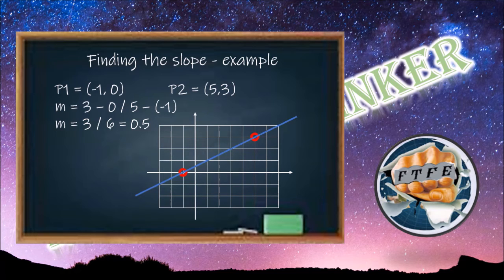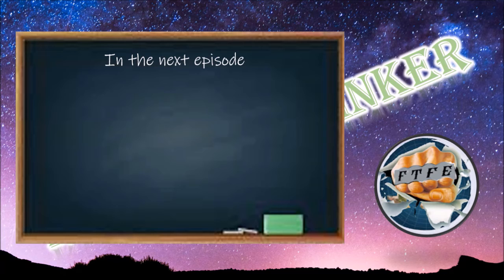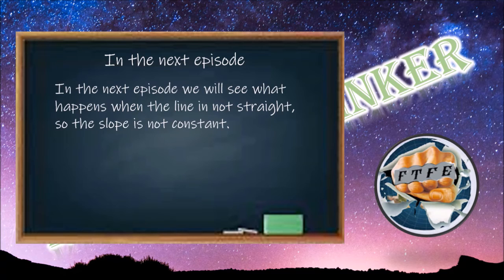In the next episode, we will get to know a new concept about inclinations and see what happens when, like the trajectory equation, the line is curved so the slope is not constant.